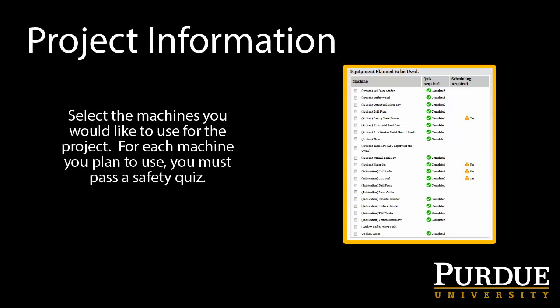Select which machines are planned to be used. In order to use a specific machine, you must pass the safety quiz for that machine. You will be able to see which safety quizzes you passed on the page.